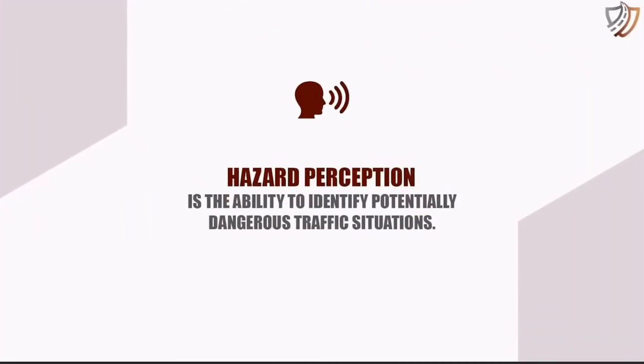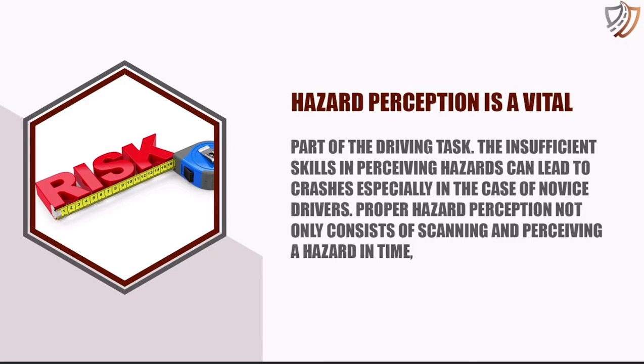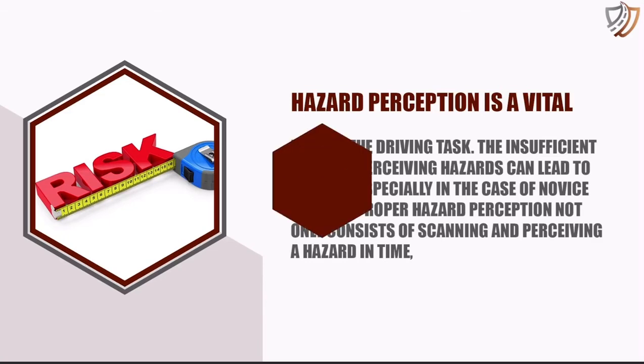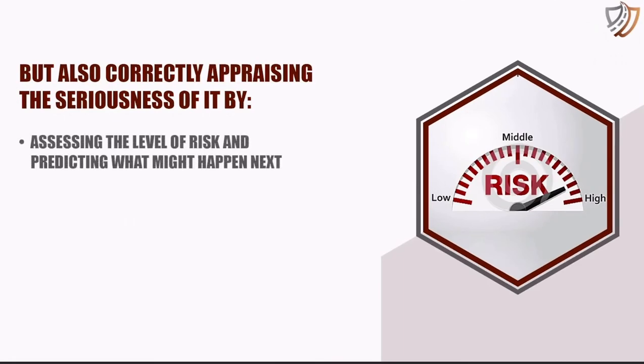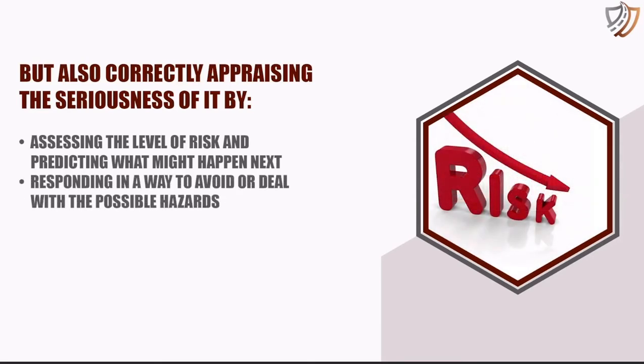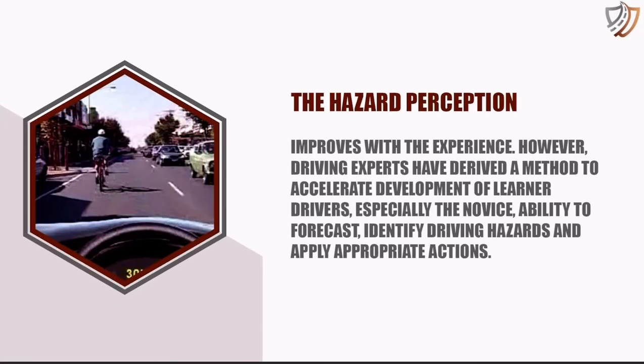Hazard perception. Hazard perception is the ability to identify potentially dangerous traffic situations. Hazard perception is a vital part of the driving task. The insufficient skills in perceiving hazards can lead to crashes, especially in the case of novice drivers. Proper hazard perception not only consists of scanning and perceiving a hazard in time, but also correctly appraising the seriousness of it by assessing the level of risk and predicting what might happen next, responding in a way to avoid or deal with the possible hazards. The hazard perception improves with the experience.